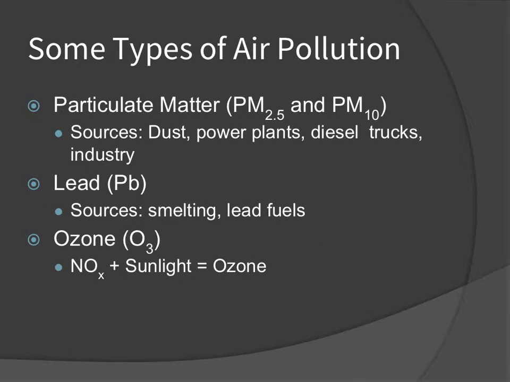Some types of air pollution. We have particulate matter, and you measure particulate matter in the size it is. So you have particulate matter that is 2.5 microns and particulate matter that is 10 microns. There's also lead and ozone. We think normally of ozone as something that is good, but when it is in smog, it is actually a very bad thing to be breathing in.